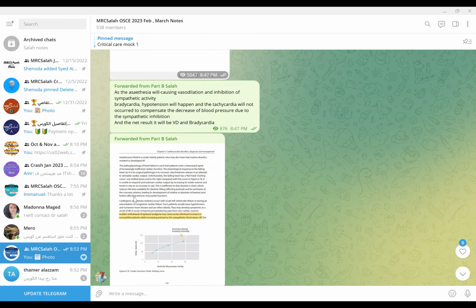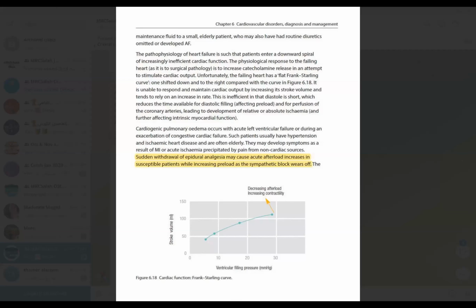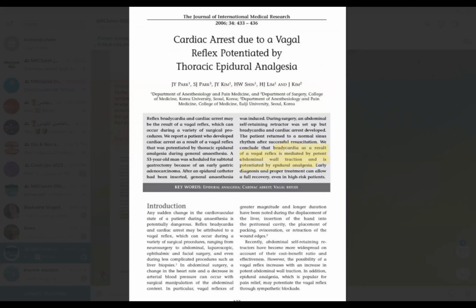This from Care of the Critically Ill Surgical Patient, the last edition. What is written here? Sudden withdrawal of epidural analgesia or epidural anesthesia can cause acute afterload increase in patient while increasing preload as the sympathetic blocks wear off. Forget this. I think written here: bradycardia as a result of vagal reflex is mediated by potent abdominal wall traction and potentiated by epidural analgesia.